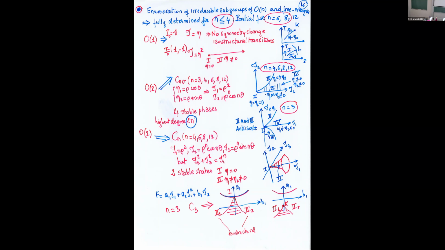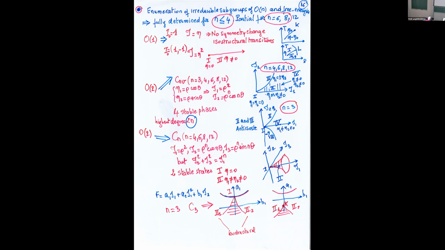Second situation, eta square. This is another subgroup of O1, where the image group is composed by 1 and -1. We have already studied this case where you have the 2 phases, the origin, and 1 phase which is stable below TC. Now let's move to O2.